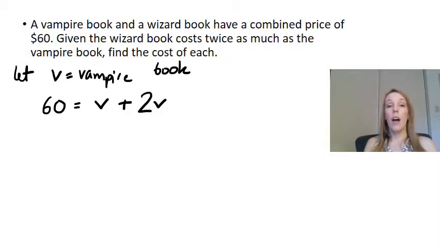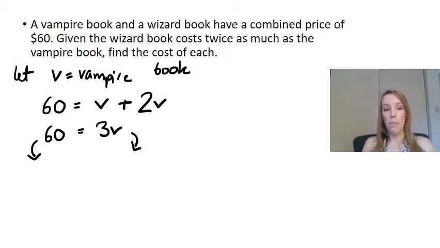So if you look on our right hand side, you can see we've got like terms. So V plus 2V are like terms. So they both have the same variable to the same power. So we can actually add those together. So $60 equals V plus 2V is 3V. So from there, we can solve our equation to work out the value of V. So to get rid of the 3, we have to divide both sides by 3. So 60 divided by 3 is 20, and 3V divided by 3 is just 1V. So 20 equals V.